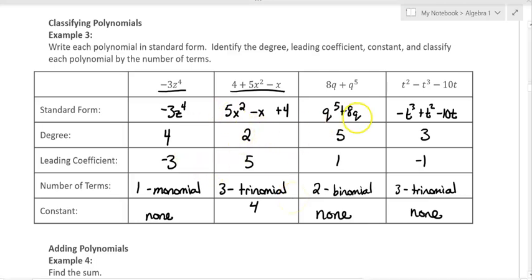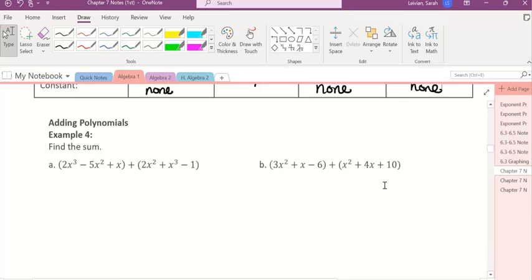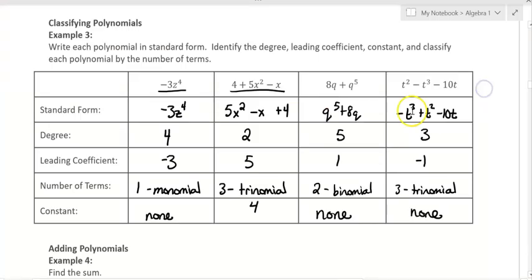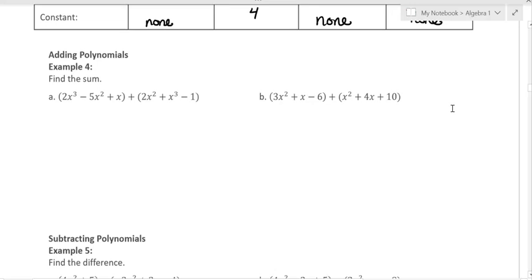All right, so that was kind of heavier on the vocabulary. And so now if we go ahead and look at example 4, it is finding the sum. Finding the sum is fairly easy to do. You basically are combining like terms. I like to go in order, that way my answer already ends up in standard form and I don't have an extra step at the end.